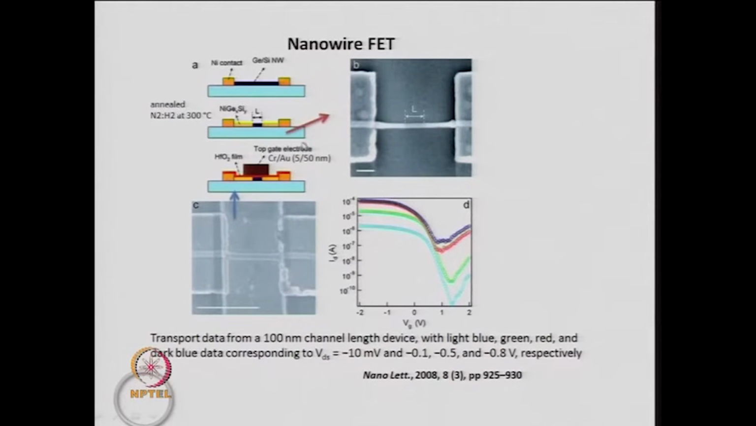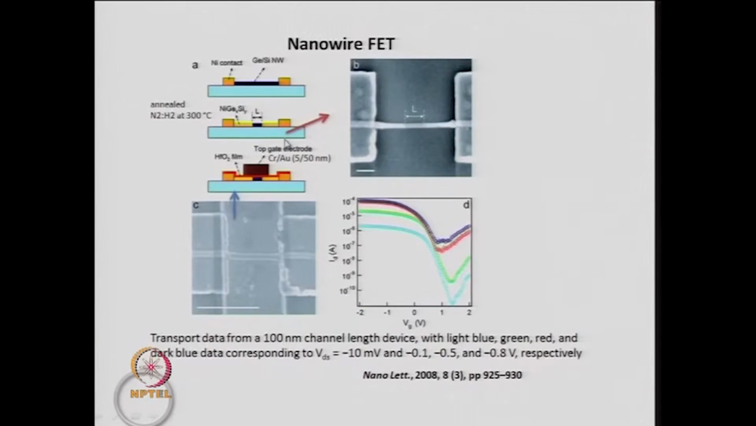So, if you look under a microscope, then you can see that these are the two contacts, and the small region marked L is actually the germanium silicon nanowire, and this is nickel doped germanium silicon nanowire. This is also nickel doped germanium silicon nanowire, and so this corresponds to this schematic diagram.